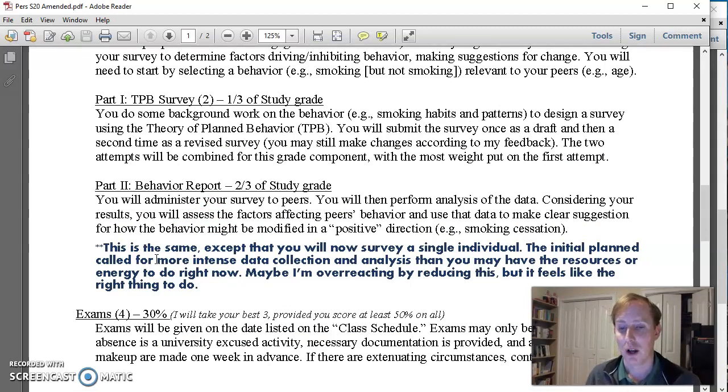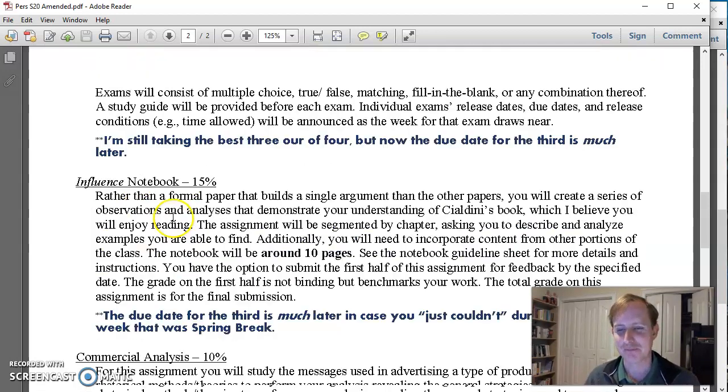The initial plan called for more intense data collection and analysis than you may have the resources or energy to do right now. It could be a little stressful, and I just don't think I need to have you do that on top of everything else that we all are dealing with right now. As I say here, I might be overreacting by reducing this, but it just felt like the right thing to do, to make the class and the semester a bit more manageable while maintaining the same learning outcomes and educational integrity.